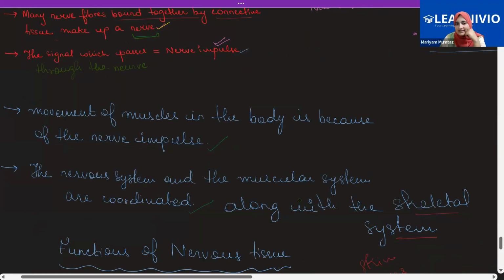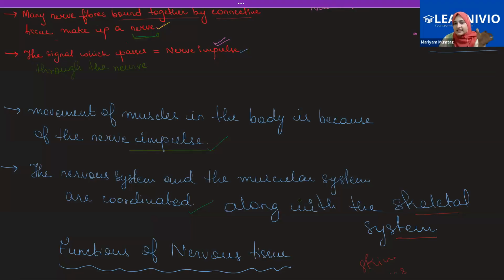Now, the movement of muscles in the body is because of the nerve impulse only. The nervous system and the muscular system are very much coordinated. Even the skeletal system is very much coordinated. The nerves and the muscles are everywhere in our body, so it's like a connection that they have going on. Whenever we talk about any kind of movement, the muscles are playing a role, the bones are playing a role, and the neurons are playing a role. Clear?